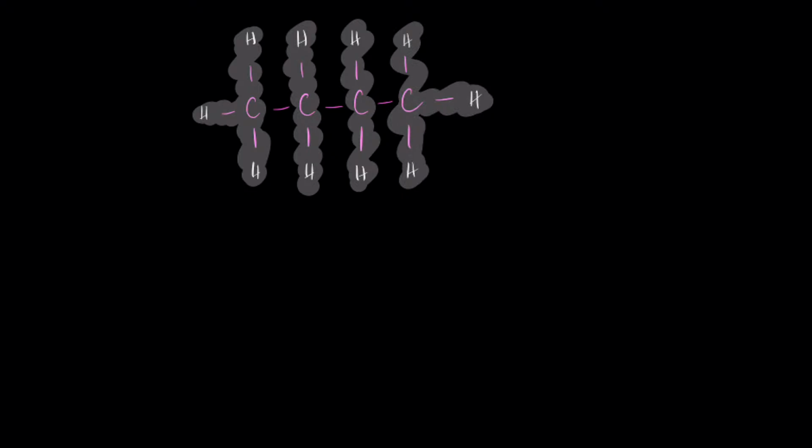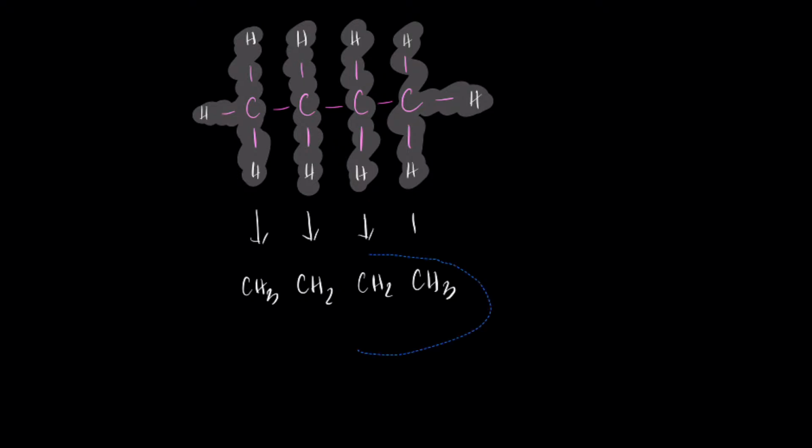You write that down. So this is going to be just CH3. This is going to be CH2, CH2, CH3. And you write it, of course, without the gaps in the middle. So let's take away the gaps.